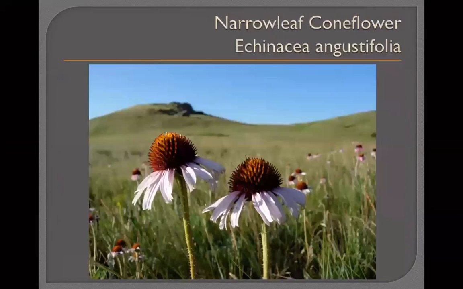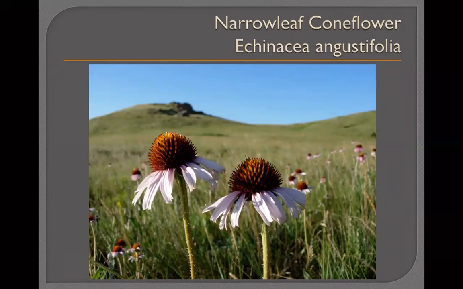Lots of different kinds of coneflower. The most widely distributed of our native coneflower is narrowleaf coneflower, Echinacea angustifolia, found in the western 4/5 of the state, 18 to 24 inches tall, blooms in May and June. Light pink blooms, again, likes a drier soil, exposed sites, full sun for best growth.